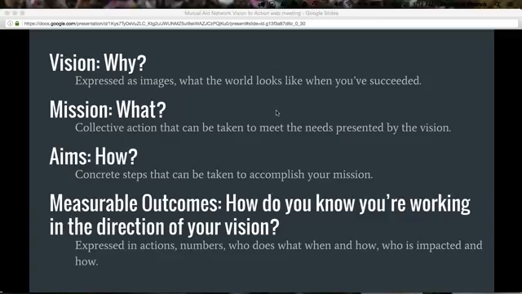And then I added the measurable outcomes because that's very important. How do we know that we're working in the direction of our vision? And that can be expressed in actions and numbers. Who does what, when, and how? Who is impacted and how?